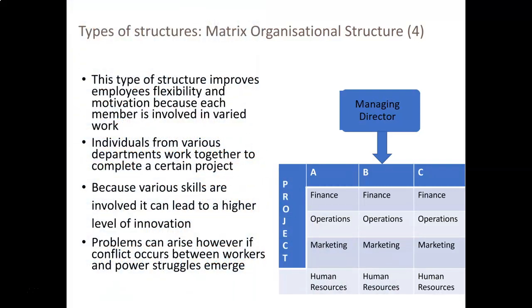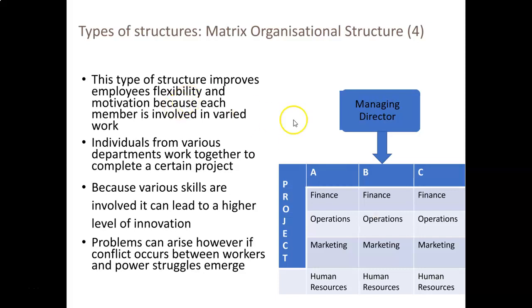Let's go into the matrix organizational structure, number 4. This type of structure improves employees' flexibility and motivation because each member is involved in very varied work. Individuals from various departments work together to complete a certain project. Because various skills are involved, it can lead to a higher level of innovation. Problems can arise, however, if conflict occurs between workers and power struggles emerge.